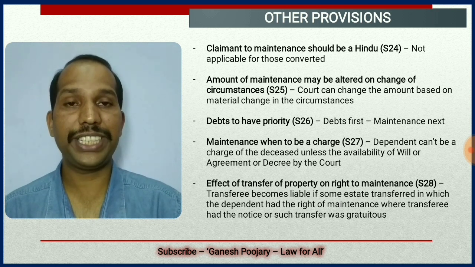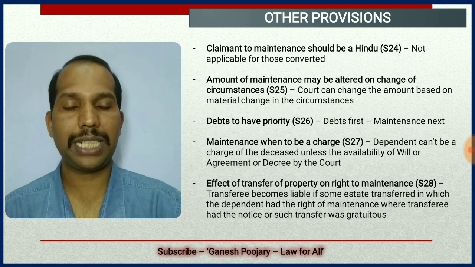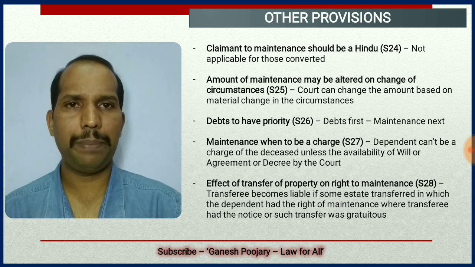Section 25 gives the right to the court to alter the amount of maintenance based on the circumstances and scenario. For example, A and B were husband and wife, and A had very less income coming from his current job, and court says he has to pay rupees 5,000 to his wife B as monthly maintenance. After some time, A gets a better job. In such case, B can apply to the court asking for more maintenance. That is possible, and court can alter accordingly.